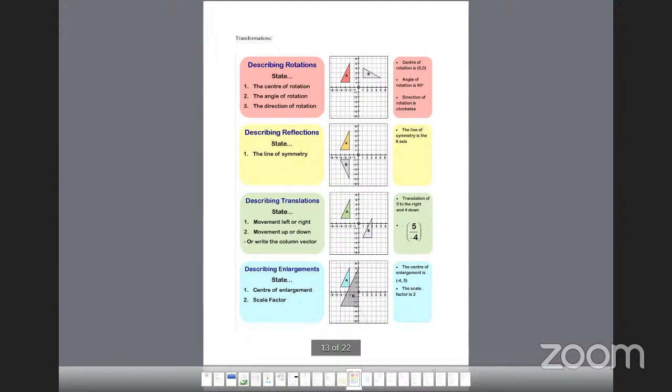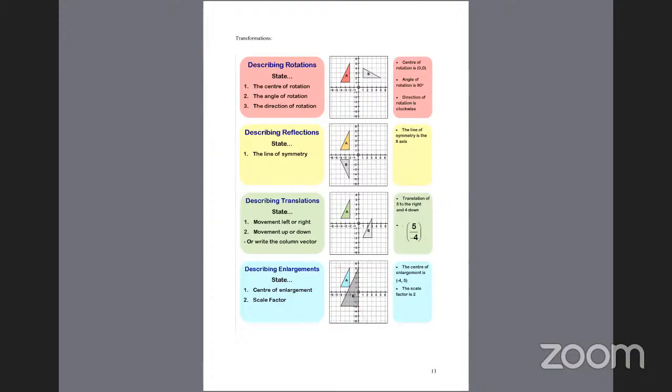Reflection will be a mirror image beyond some line. And a rotation is a what? It's a movement. It is not really a slide, because you actually rotate the shape as well. All right, so let's start with the easiest one, translation.